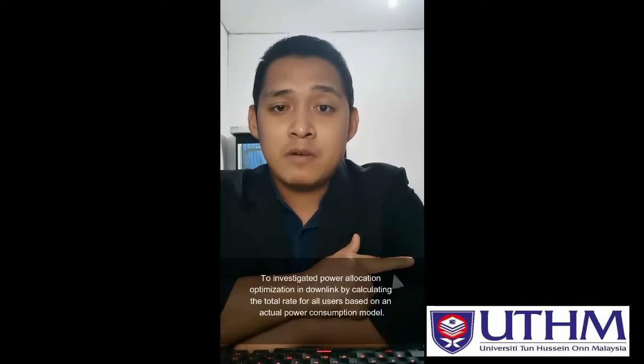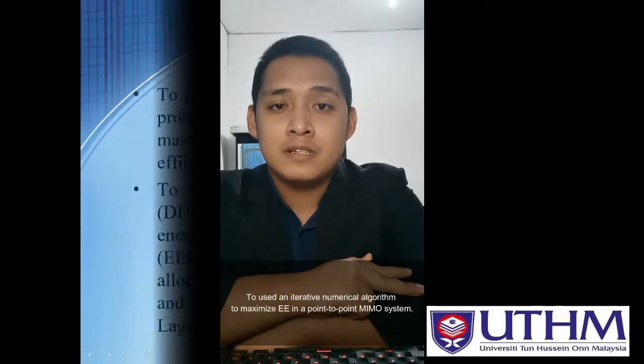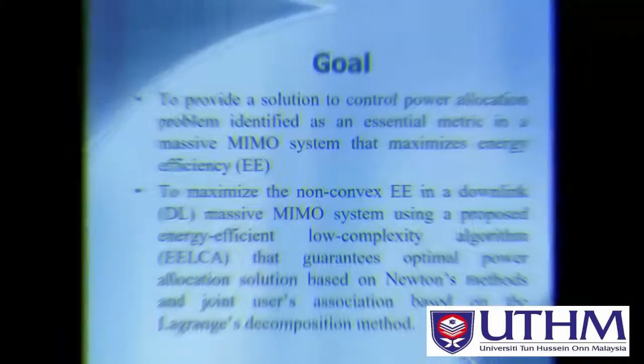Seventh is to investigate power allocation optimization in the downlink by calculating the total rate for all users based on an actual power consumption model. Last but not least is to use an iterative numerical algorithm to maximize EE in a point-to-point MIMO system. I'm going to talk about the goal of this study paper.